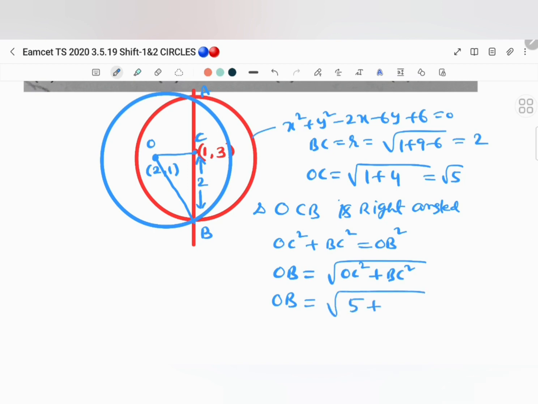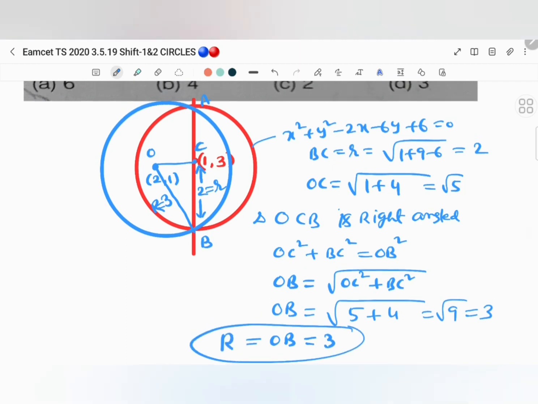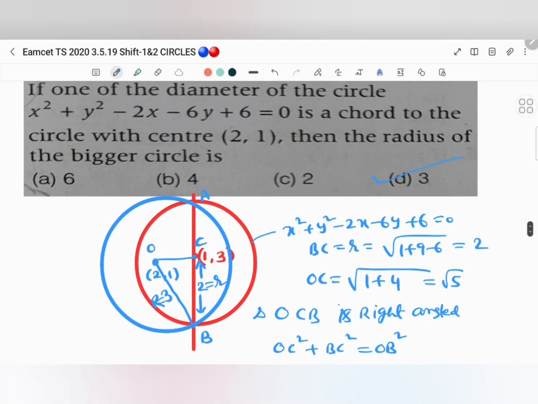BC square: what is BC? We got it as 2, 2 square is 4. So root 9, root 9 means 3. Therefore OB is equal to 3. This is 3 units, so this is the bigger circle radius. This is the smaller one. A radius of 3 means the bigger circle only. So the radius of the bigger circle is capital R, which is equal to 3. It is there in the fourth option.